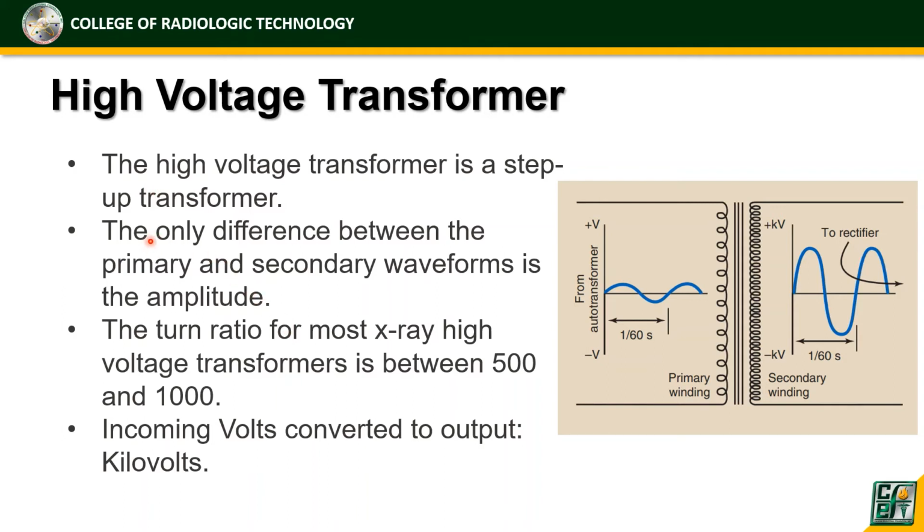The high voltage transformer. So of course, it is a step-up transformer from voltage to kilovoltage. Okay? The only difference between the primary and secondary waveform is the amplitude. Okay, yung taas ng wave. But they are both sine wave or sinusoidal wave. Okay? The turn ratio for most X-ray high voltage transformers is between 500 and 100 turns. And then the incoming voltage, as I said, is converted into kilovoltage.